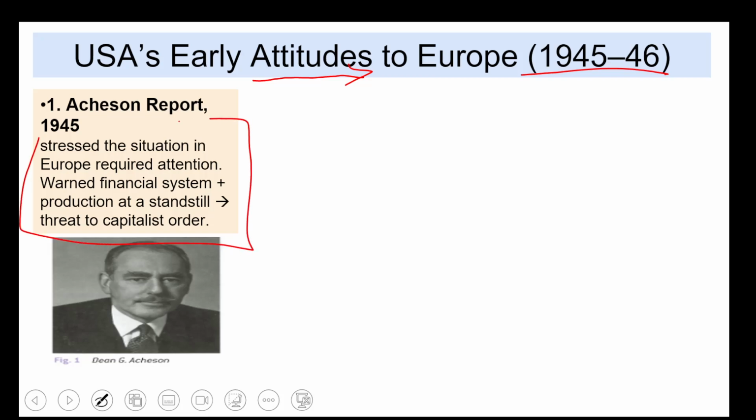So to break this down into a simple bullet point, we can say that the Acheson report stressed the situation in Europe required attention and warned that the financial system and production was at a standstill, would be a threat to the US capitalist order, and would essentially allow for communism to become potentially more rife. Now, this was a report straight after the war that wasn't taken seriously enough at the time by Harry Truman. But then, of course, as we move into 1946 and 47, we get more significant warnings.